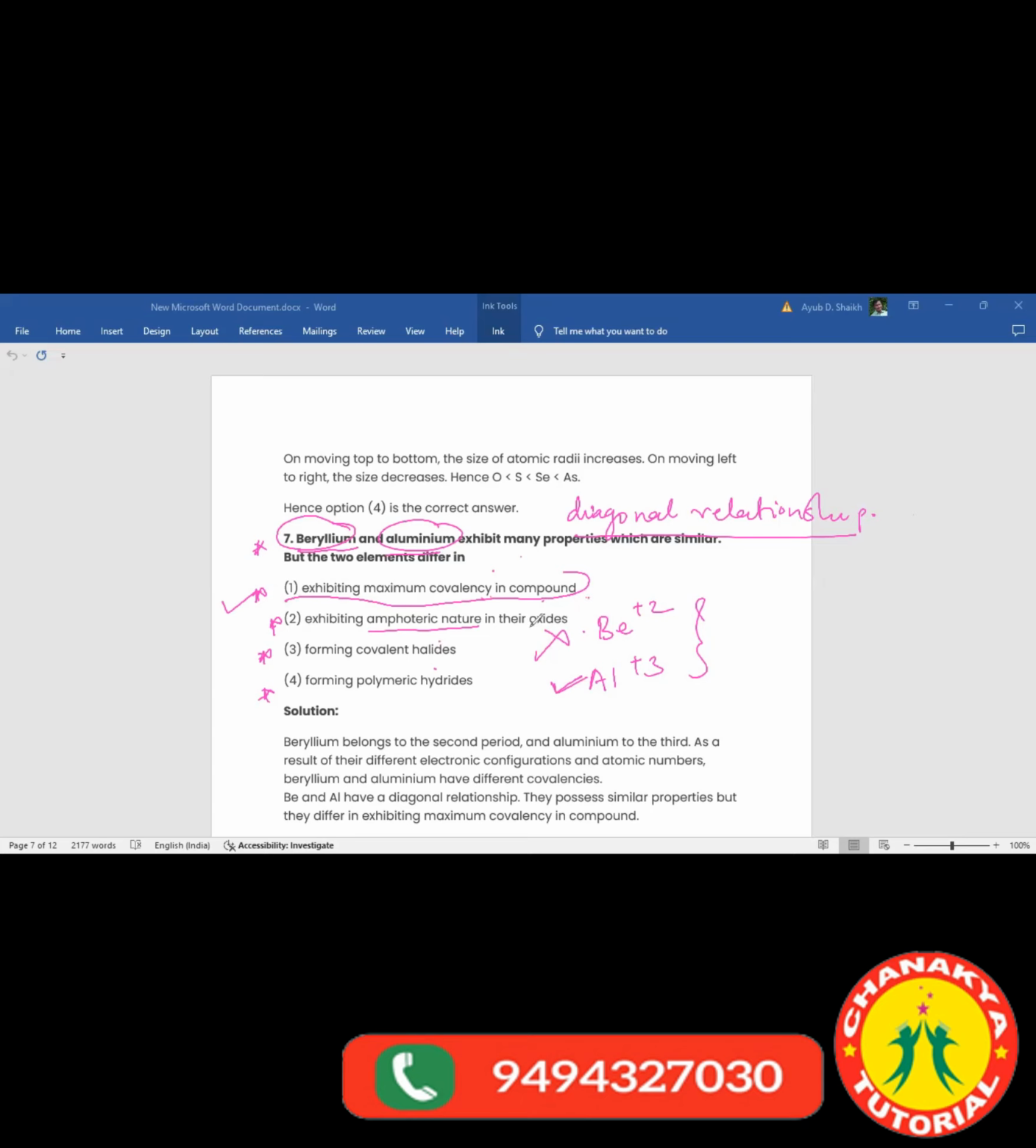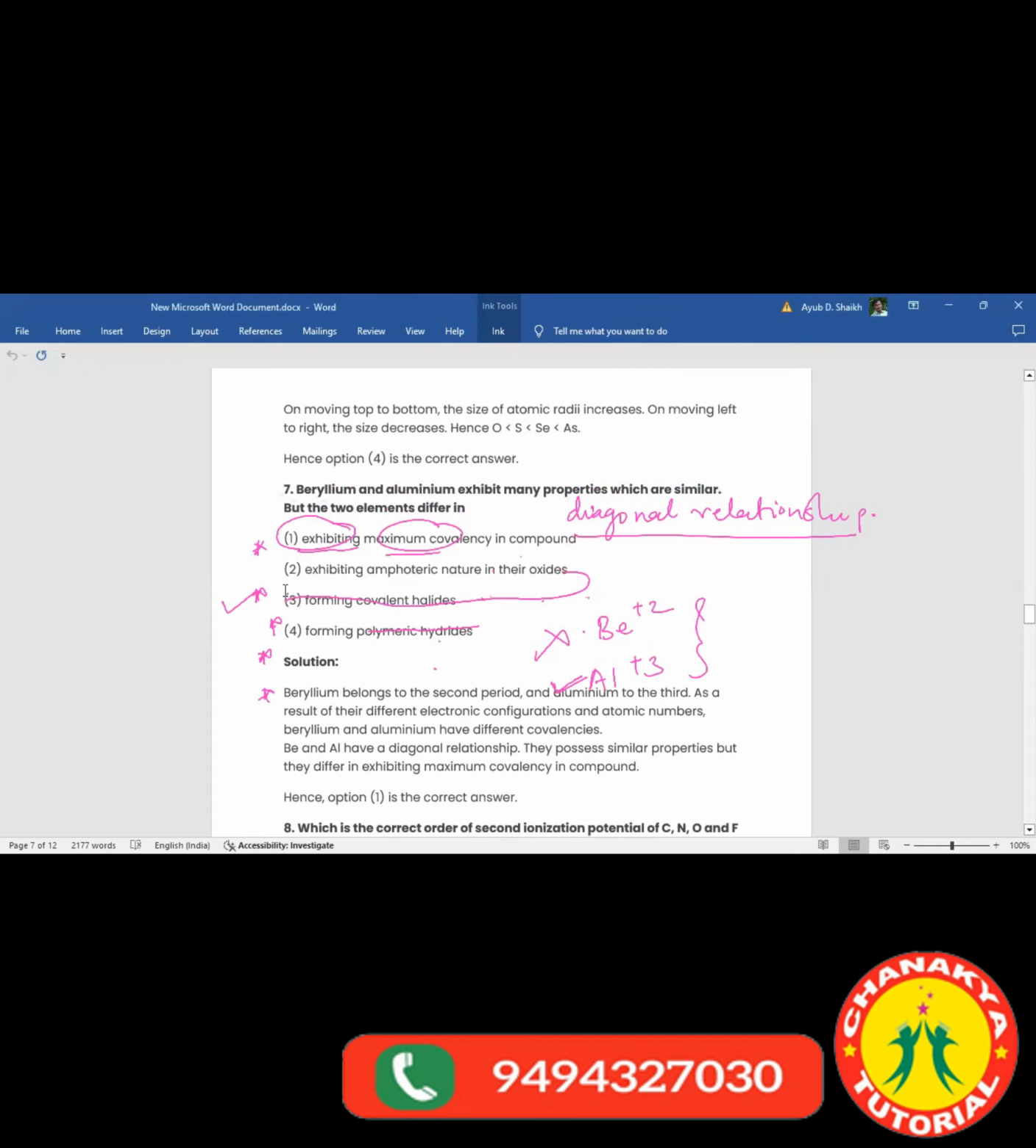Exhibiting amphoteric nature in their oxides, that's true. But then both should show those properties and differ in those properties. See here, the explanation for my solution is already given. Whatever I'm explaining to you, that explanation is already there. Wait a minute, I'll show you. Let me scroll it down.